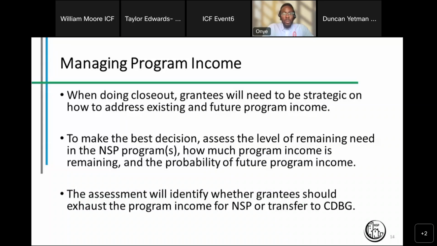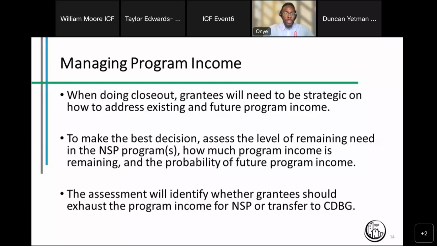Continuing on, you'll also need to be strategic in how you address existing and future program income when doing closeout. Four, you want to do your best to assess the level of remaining need in the NSP programs you currently have and really determine how much program income is remaining and the probability of getting future program income. And then lastly, six, you want to identify if you should exhaust the program income for NSP or, again, transfer it all to CDBG. So those are the things you want to be considering, and to bear in mind as you're formulating your strategies and thinking about what's the best solution for you.